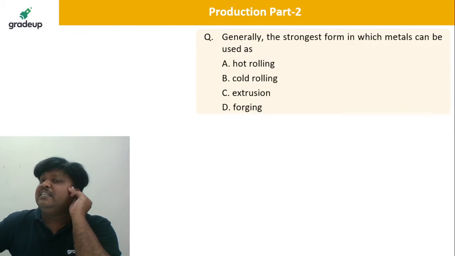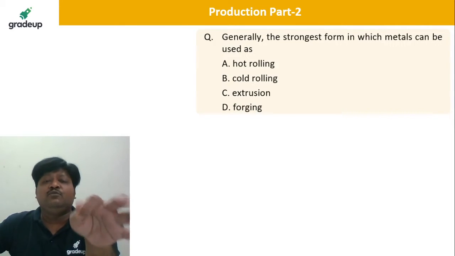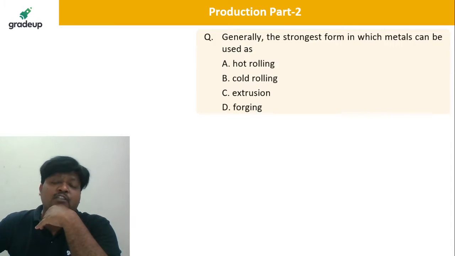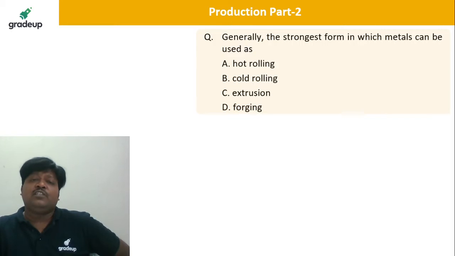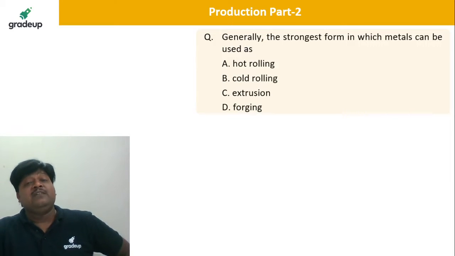Yes, now tell me generally the strongest form in which the metal can be used. So dear students, if you look at the metal forming process, a very important advantage is that in this process we can change the material properties, or we can refine the grain size. That can be possible in metal forming, and you can improve the properties of the material. So in forging we can do a lot. Please remember, in the forging operation we can have the strongest form of the metal.